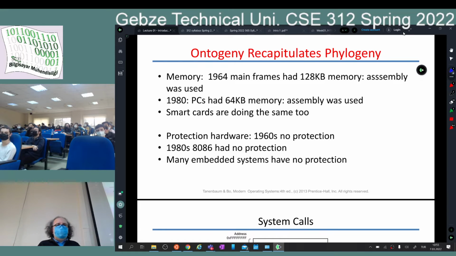So anybody, what's the protection hardware for a CPU? Timer maybe. Okay.